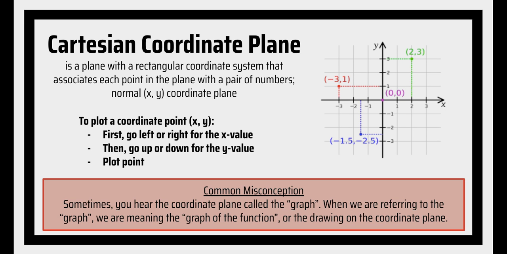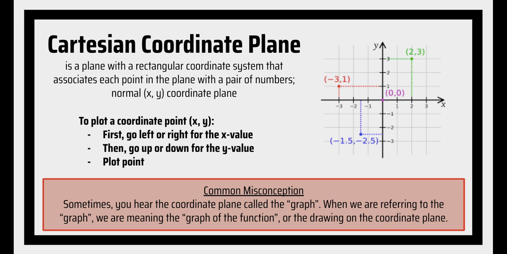To plot a coordinate point (x, y), first go left or right for the x value, then go up or down for the y value. Then you can plot your point. So for the point (2, 3), first we go right 2, up 3, then you can plot the point. That's the green triangle, green rectangle.